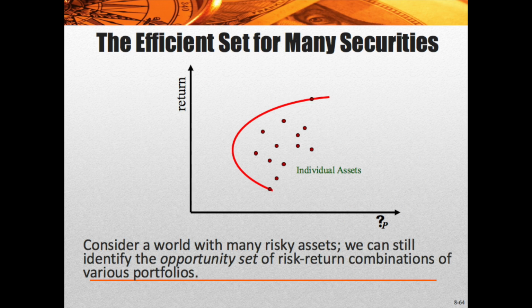Beyond that, we also talk about the efficient set for many different securities. So we consider a world with many different risky assets. We can combine the opportunity set of risk and return combinations in various portfolios. In other words, what we're trying to do is diversify things that don't move together. This bond-stock portfolio was perfect because it moved exactly the opposite. But with a stock portfolio, a lot of stocks move together at certain times, but other times they don't. So you're trying to find things that are negatively correlated but still have a positive expected return.